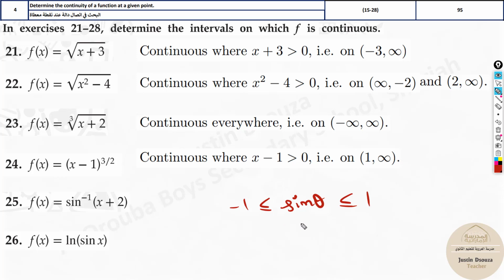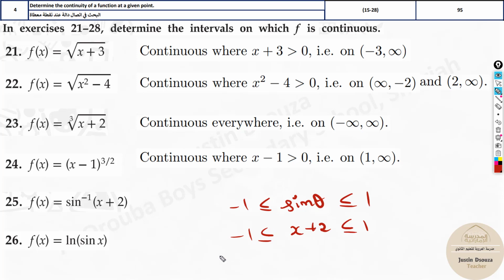We have, instead of sine theta, x plus 2 less than or equal to 1, and greater than or equal to minus 1. Now we need to find the x, right? What is happening for x, not x plus 2. So we know this will be within this range. So what you do is just subtract 2 everywhere. Why? Because I want x, not exactly x plus 2.